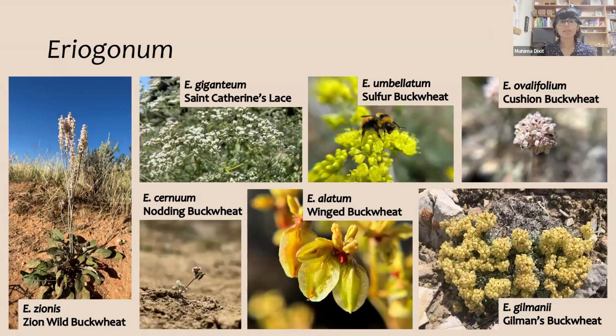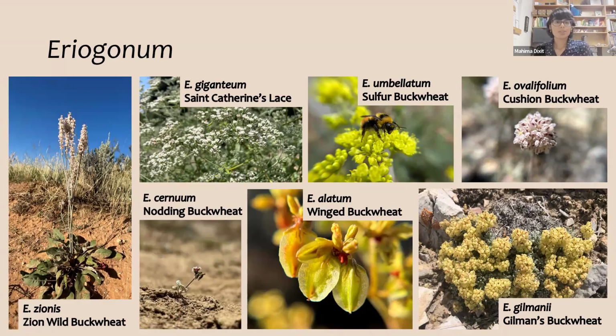But in the meantime, I thought it would be nice to take a little look at the wonderful morphological diversity in Eriogonum. As far as habit, or how their growth structure is, they could be herbs like Eriogonum zyonis, or shrubs like the California buckwheat and Eriogonum giganteum. You can have these little tiny mat formers that grow on limestone rock, like Eriogonum gilmanii. And you can even have these teeny tiny buckwheats that are like this tall.